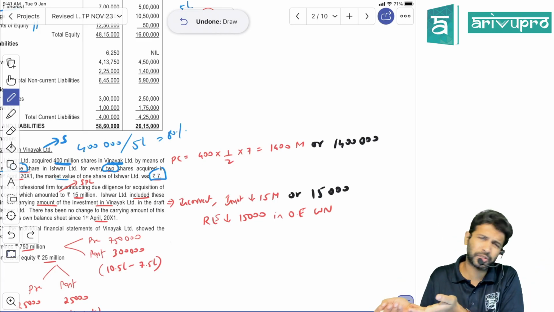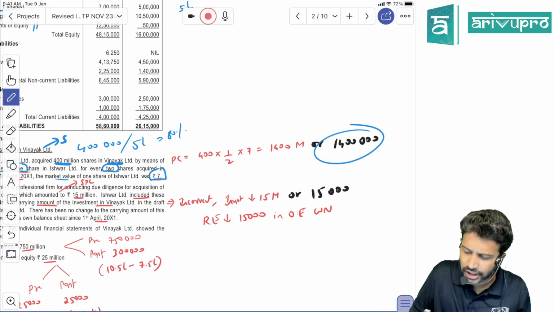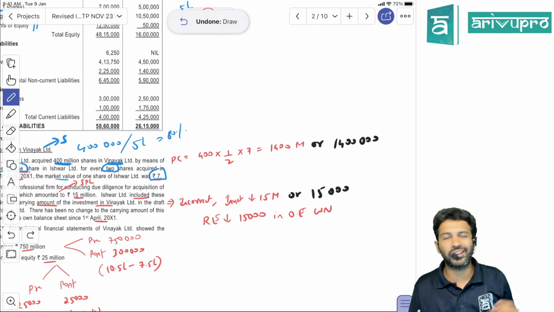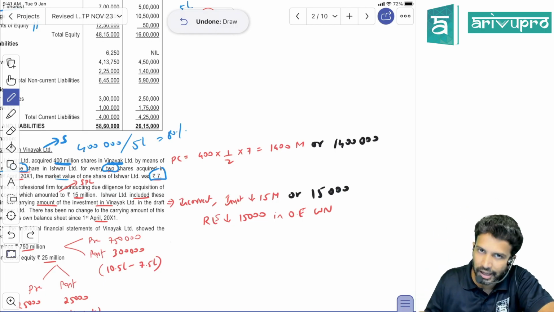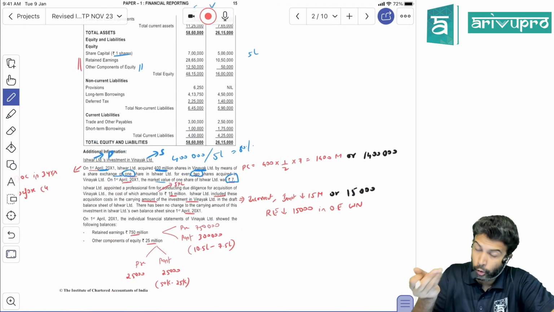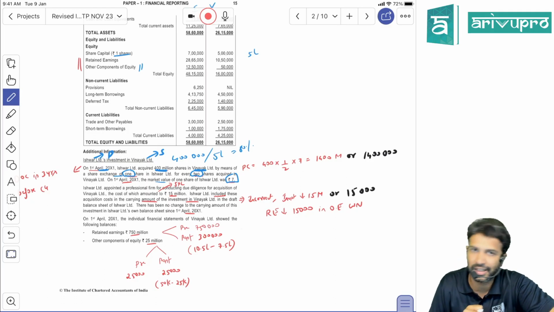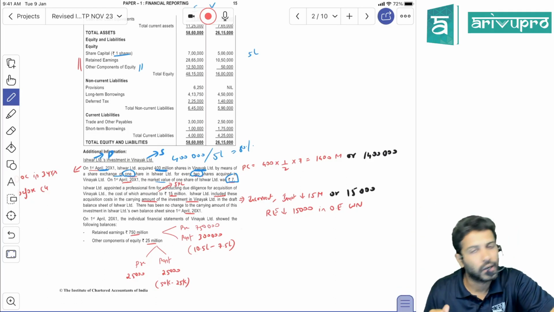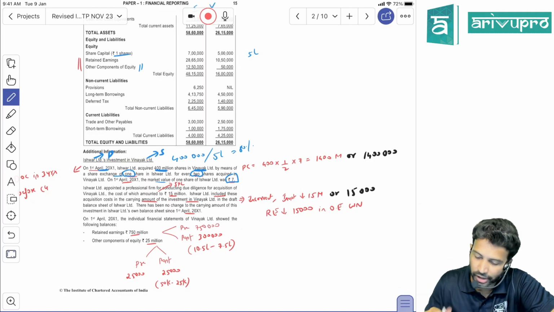We want to express this in thousands, so just add 3 zeros. 1400 with 3 zeros added, you'll get about 14 lakh. Yes. So 14 lakh worth of shares has been rolled out. Value of shares is being given by the parent to the subsidiary relating to the subsidiary acquisition.